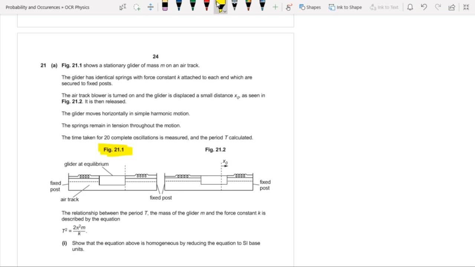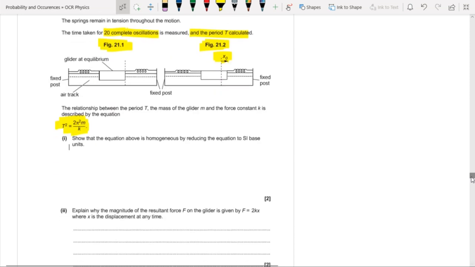All right. The air track blower is turned on and the glider is displaced by a small distance x naught. Here it is. The glider moves horizontally in simple harmonic motion. That's important. The spring remains in tension throughout the motion. The time taken for 20 complete oscillations is measured and the period T is calculated. The relationship between the time period T, the mass of the glider m and the force constant is described by this equation. Show that the equation is homogeneous by reducing the equation to SI base units.